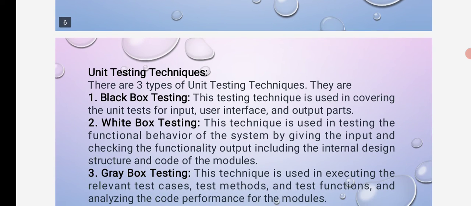The workflow of unit testing, there are two types. One is manual, another one is automated. These are the overall architecture of unit testing.